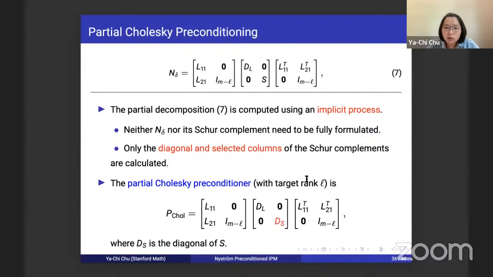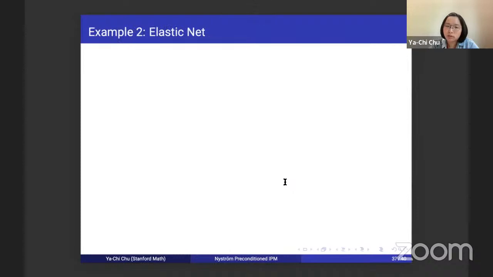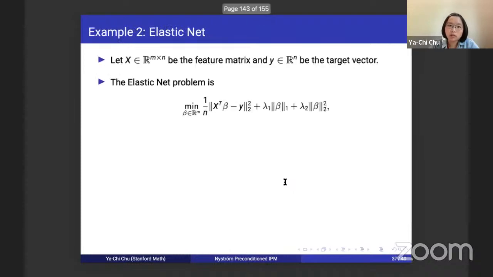So the preconditioner we choose is basically this form, except the S here is replaced by its diagonal, because we won't compute the whole Schur complement here. This is another kind of standard preconditioner people might use in the matrix-free setting, and we try to compare this preconditioner with the Nystrom preconditioner on this model.